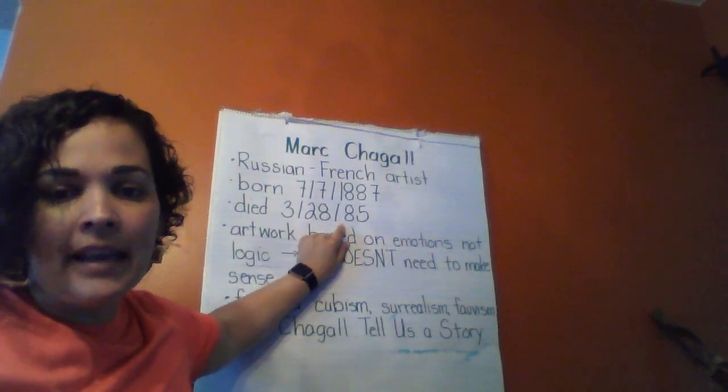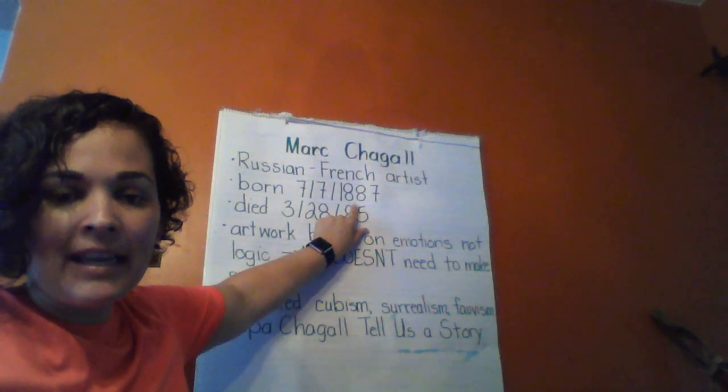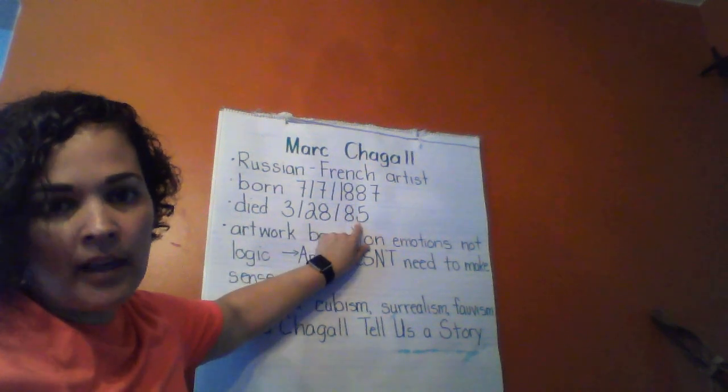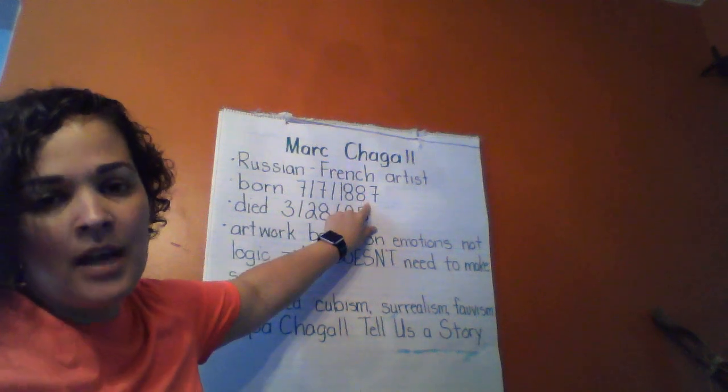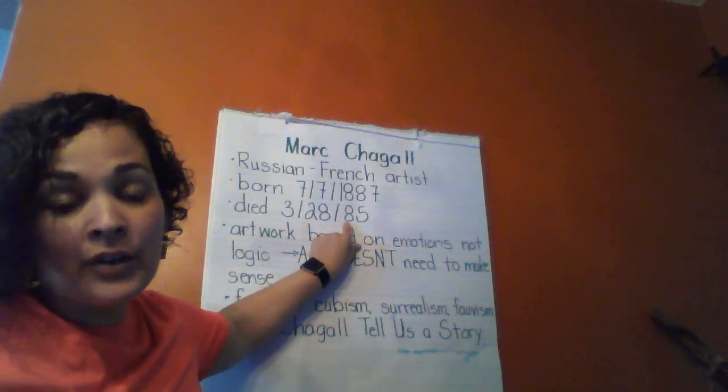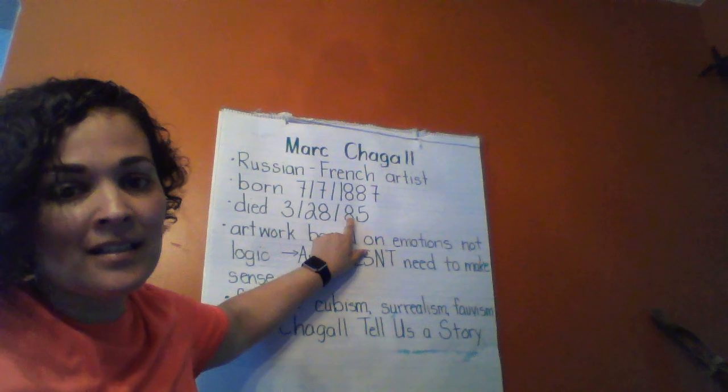Now, the reason I didn't put 1985 here, the way I put 1887 here, is because we know that he couldn't have died before he was born. So, and there is no 2085, so we can assume that this is 1985.